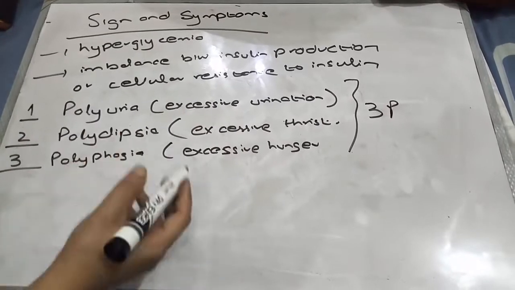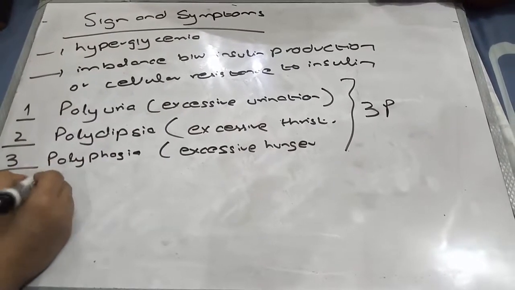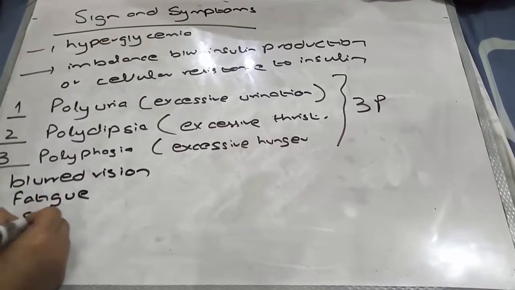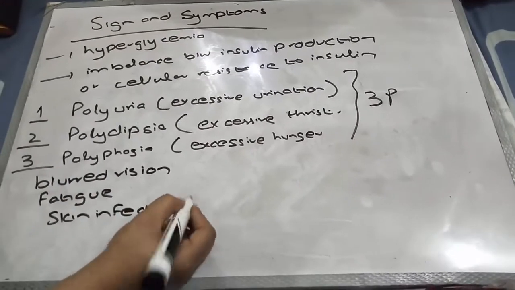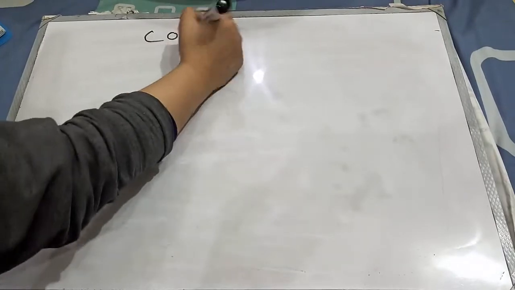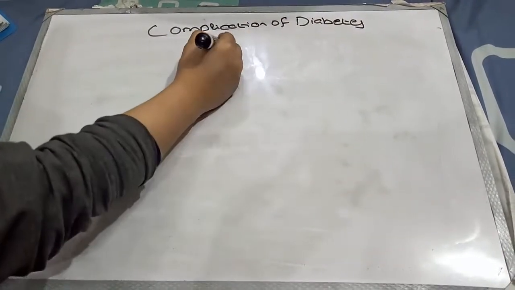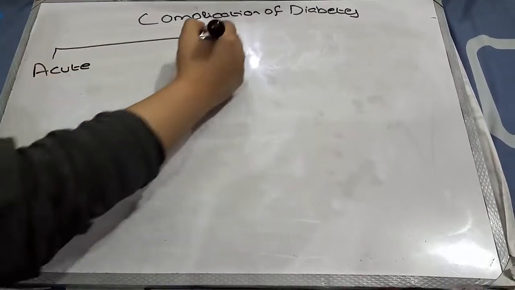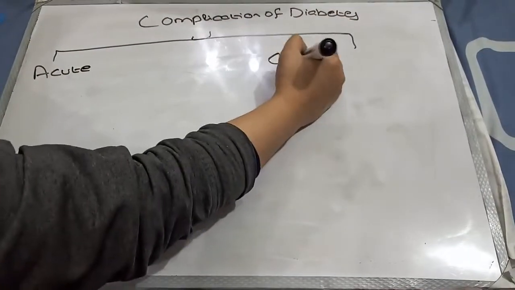Other associated symptoms could be blurred vision, fatigue, skin infection. Complications of diabetes. Complications are categorized into acute complications and chronic complications.